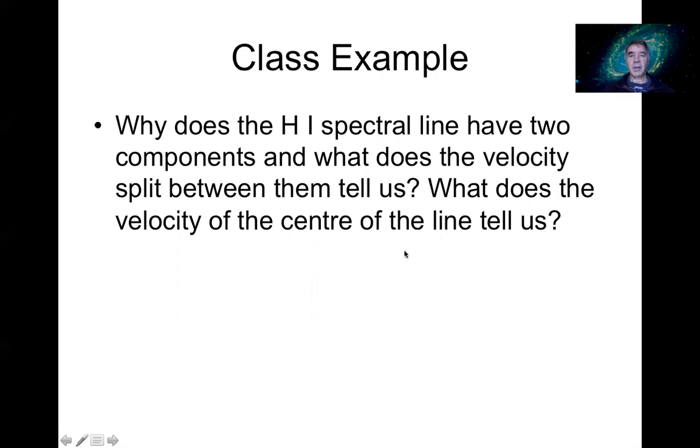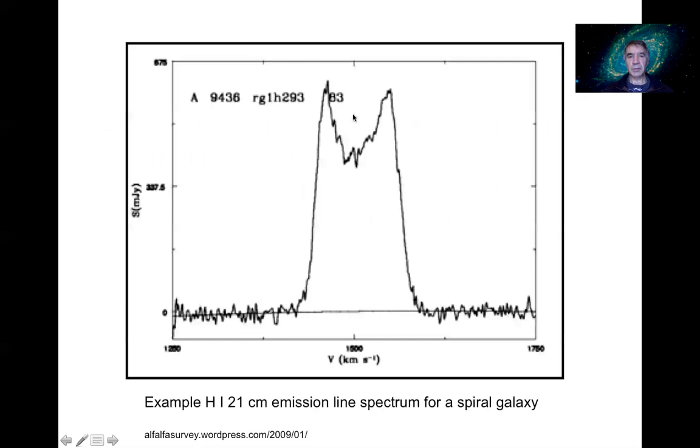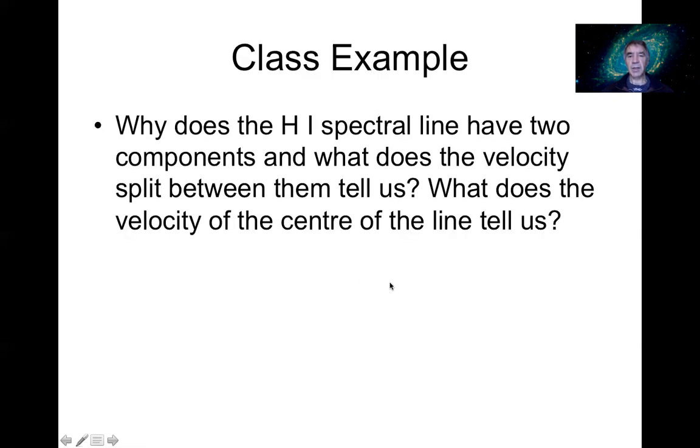So the fact that we're looking at a spiral galaxy, have a little think about this. Why does it have two components? What is the velocity split between them telling us? What's this velocity difference telling us? And what does this central velocity, the average velocity of the entire line, tell us about this galaxy? Have a think about that, and we'll come back after the break.